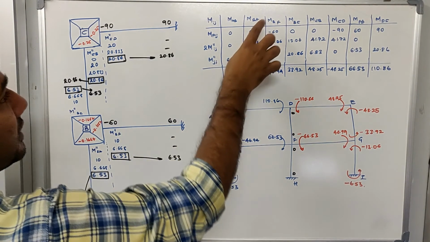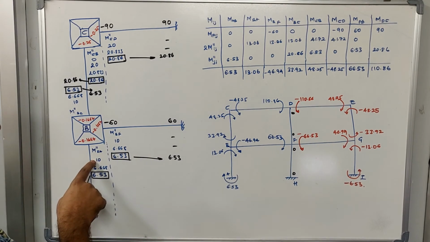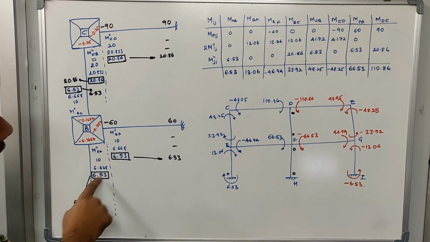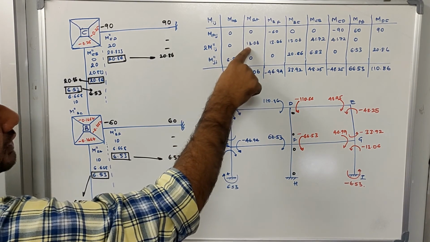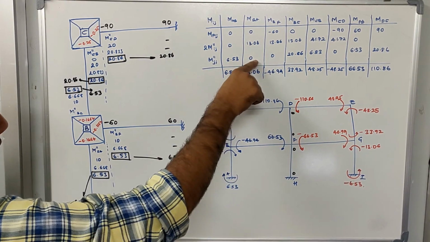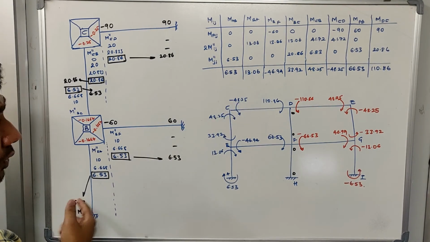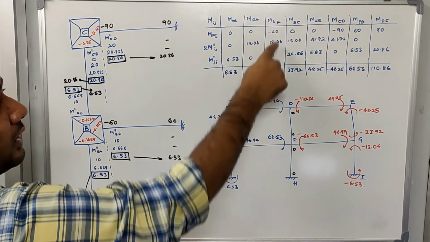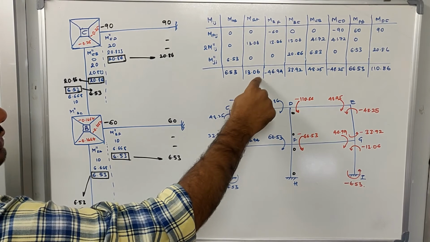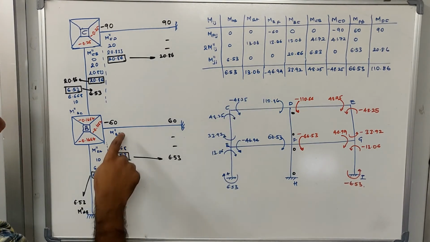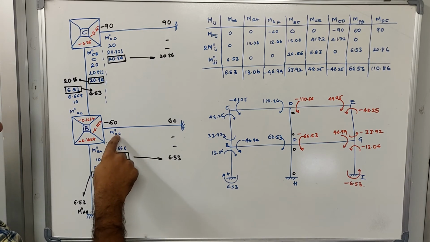Now going to MBA, similarly the fixed end moment at MBA is 0 and the near end rotation moment is 6.53, so I have to take 2 times 6.53, which is 13.06. Now substituting the far end rotation moment, which is MAB, it is 0, so 0 has been substituted, and after solving, MBA will be 13.06.